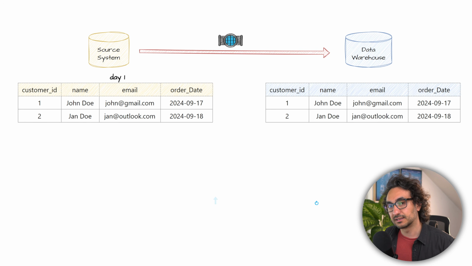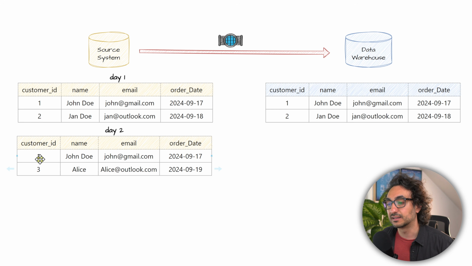Now for the second day, we will get new data from the source system and it's gonna look like this. So now if you check the second day, you can see that we have again the customer number 1. We have already loaded to the data warehouse. So we have it as the previous day, but we have a new customer ID number 3.